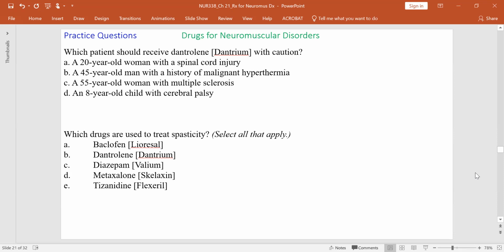Questions. Which patient should receive dantrolene with caution? So we have to be careful with which of the following patients when we give dantrolene. So the answer is C. First of all, that's a 55-year-old woman with multiple sclerosis.